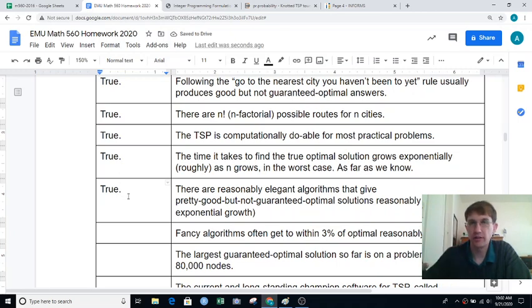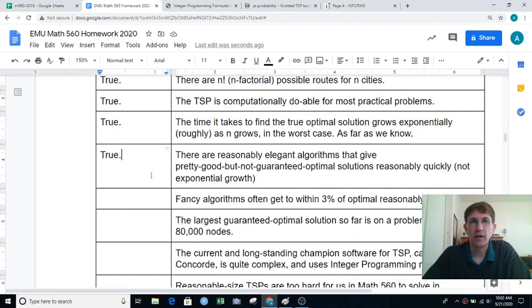The Christofides heuristic or algorithm is one of them, or the Lin-Kernighan is another one. Somewhat fancier algorithms that most people would not call elegant, but they get the job done. Can they get within 3% of optimal reasonably quickly? Yep, someone did a computational study, and that was basically true. How about what's the largest known guaranteed optimal solution? Do you think it's like 80,000 nodes, 8,000 nodes, 800 nodes, 80 nodes, nodes meaning cities, or is it 800,000 nodes? It turns out it's right around 80,000.